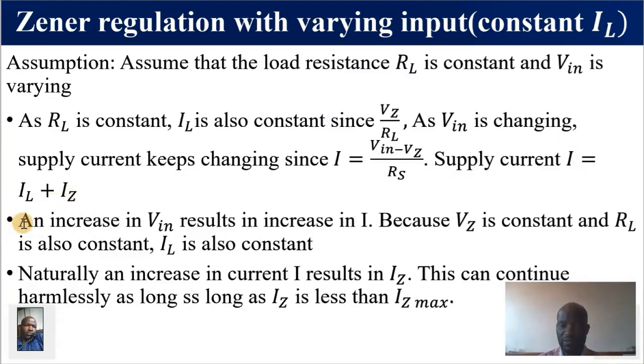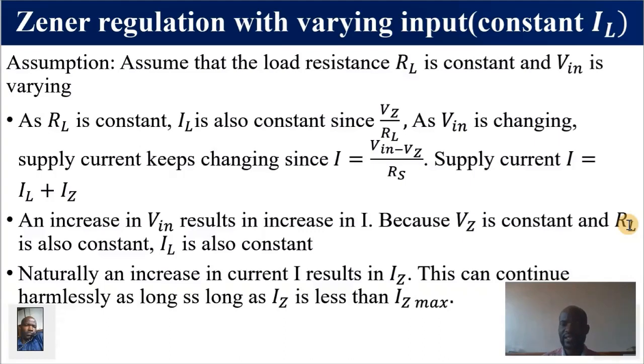This point is very, very important, guys. It means that if V in increases, our I is going to increase. But because the Zener is maintaining the output voltage constant, it means that RL is also constant. So what must be changing?